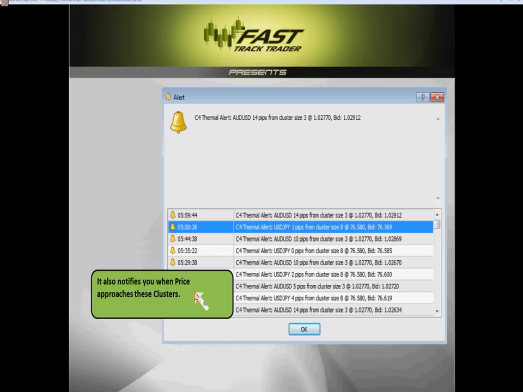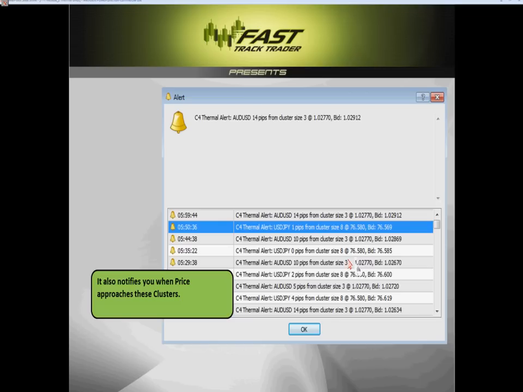Then, in addition to that, we also can notify you when price approaches these clusters by this PC alert that you can configure, or by email. Look, here it says it's 1 pip from the cluster size 8, 76.58. Currently price is at 76.56.9. So it's right here. It's saying it's a pip away from this cluster price, and the cluster is 8.